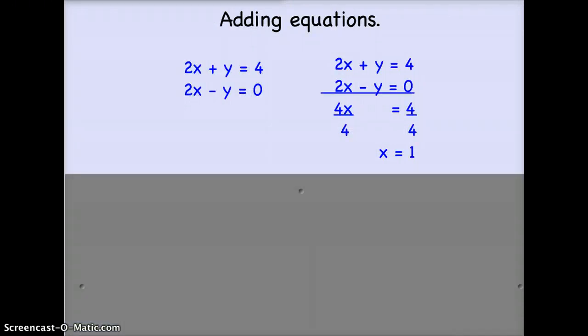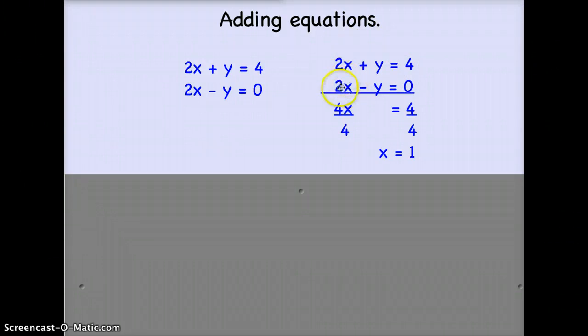So here I have two equations, or a system of linear equations. I have the equation 2x plus y equals 4 and the equation 2x minus y equals 0. If I were to add these equations together, what that means is that I would be adding all my like terms. So if you look over here to the right, I have my like terms lined up. Here are my x's, my y's, and my constants.